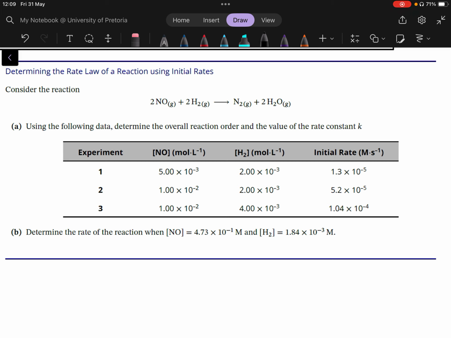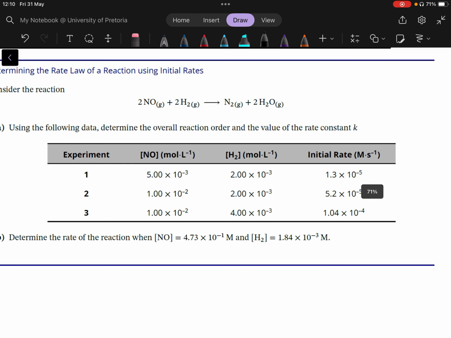So let's start by thinking of what is a rate law and rate constants and so forth. Right, we can read the question, which says: use the following data to determine the overall reaction order and the value of the rate constant K. And then in B, it asks us to determine the rate of the reaction when a given concentration of NO and H2 is reacted.